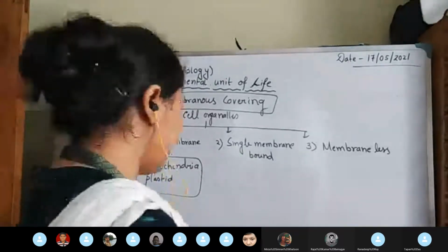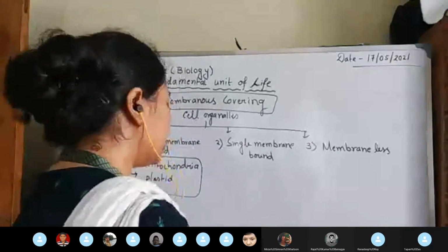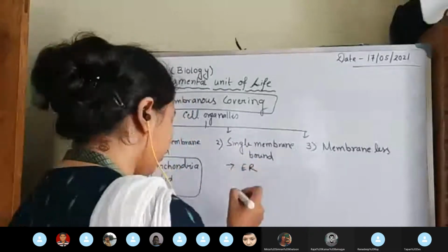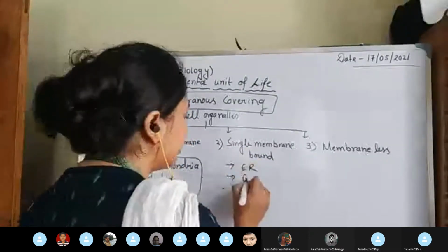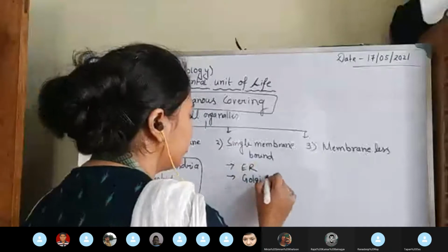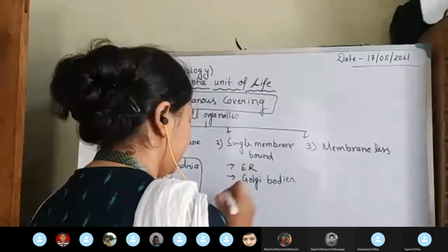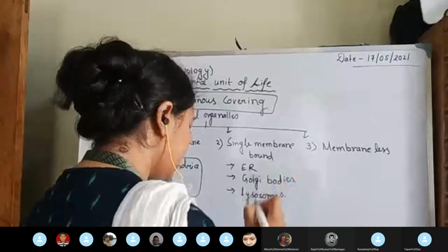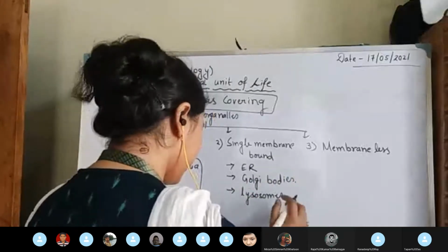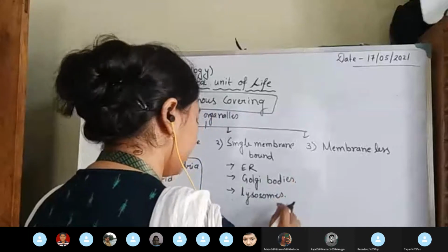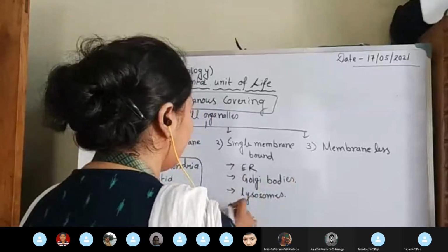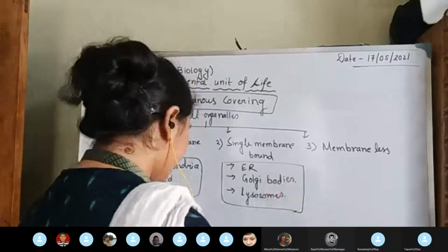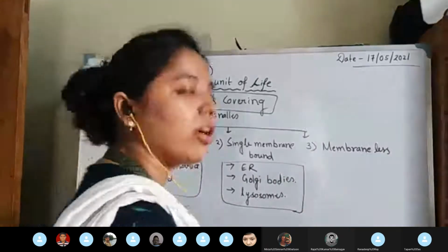Now comes single membrane bound. Single membrane bound cell organelles include endoplasmic reticulum. I am writing the short form here. Then Golgi body, then lysosome. These are called single membrane bound. And there is also another example called vacuoles.